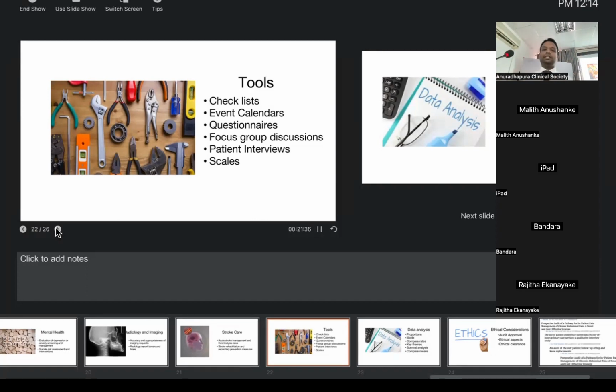You can do questionnaires as I discussed, and focus group discussions and patient interviews. We can assess the patient satisfaction. You can assess using these kinds of scales or questionnaires as well, but the best thing to assess the patient satisfaction is doing a simple interview with them.